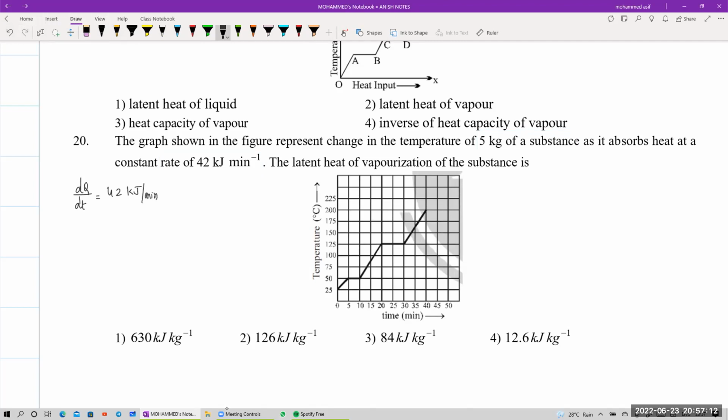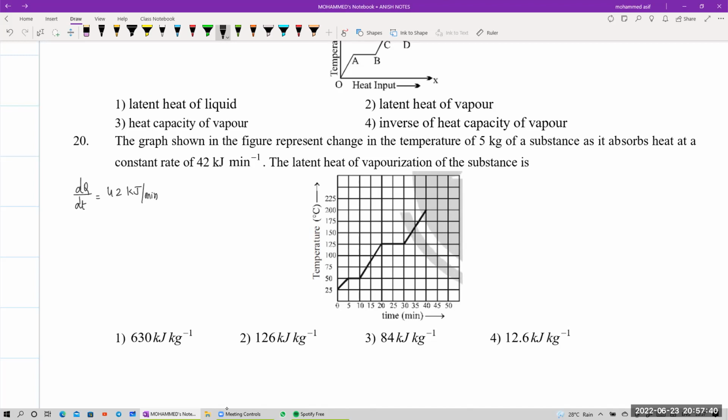Isn't it? Now see, the temperature versus time graph he has given for me. So in the time right now, see from 30 to 35, and say from 25 to 30. What is the condition here? The graph represents the change in temperature of 5 kg of substance as it absorbs heat at a constant rate. The latent heat of vaporization will be equal to how much? That means L is what we are asked to calculate.